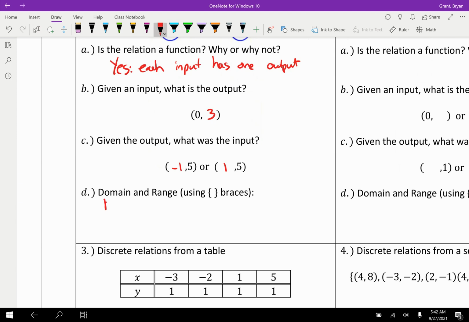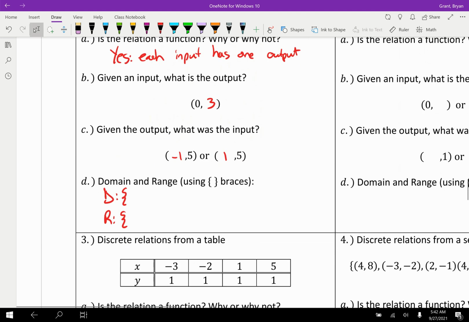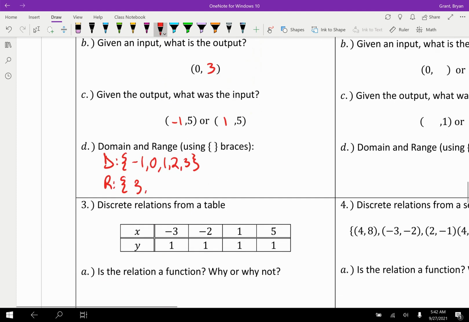Domain and range, nothing too terrible. We're just going to take our domain and range and copy what's up here. Negative 1 through 3. And the range is 3, 5, 11, 21.